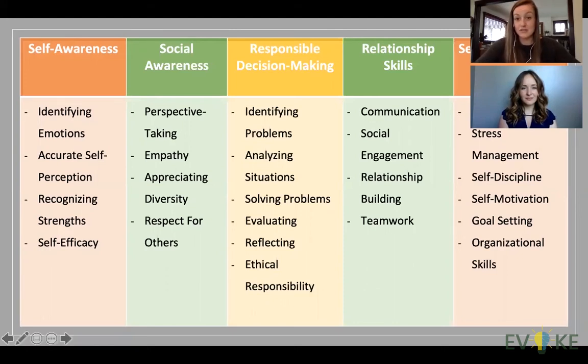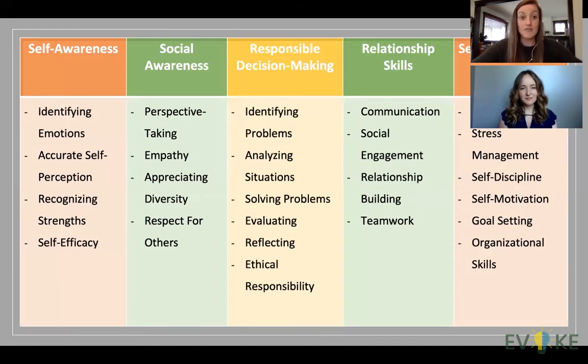Then we come to relationships, and maintaining a healthy relationship as an adult is so critical, both personally and also in the workplace. So this is an important area to focus on, and a great place to practice is in school. So working on communication, encouraging social engagement, how students can build relationships with each other, with teachers, and with their parents, and also making sure that teamwork is incorporated into your everyday teaching practice.